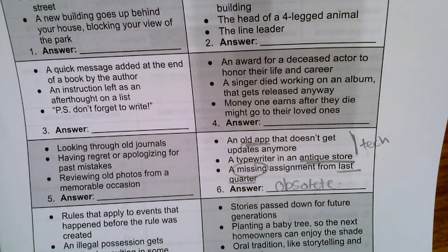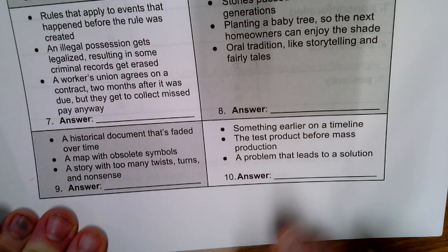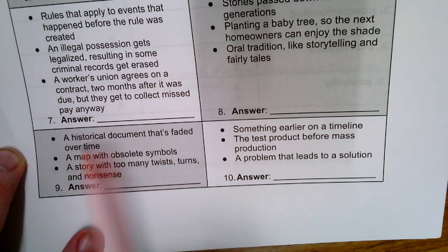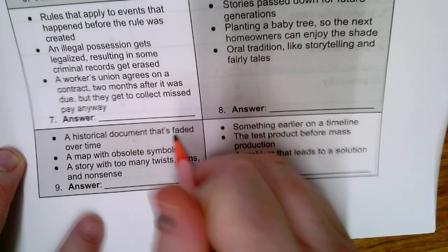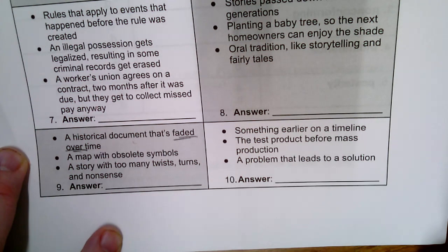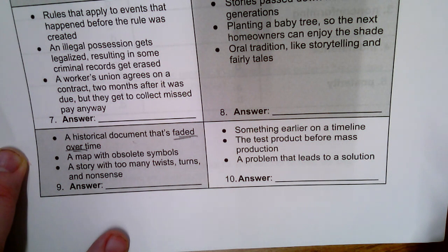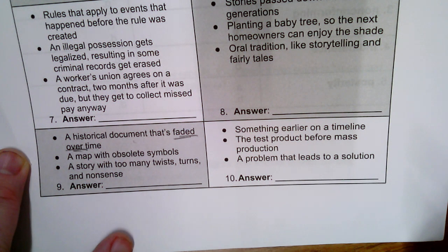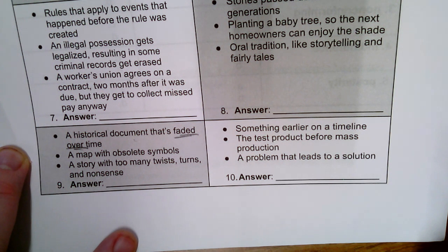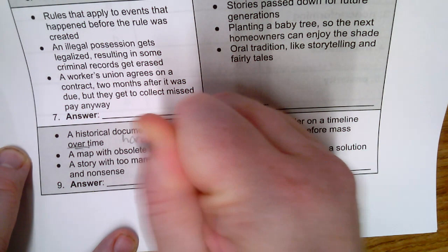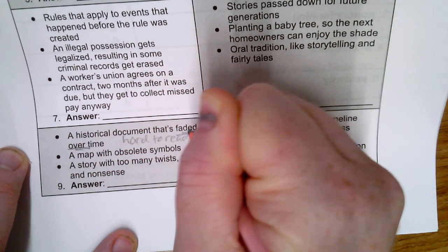For example, let's do one more. Number 9. Let's read them. A historical document that's faded over time. Well, this would be like the ink is worn away. Maybe you can't read it. Maybe because it's in cursive, we don't read it as easily as we would read something that's been typed. So I'm going to say like hard to read.